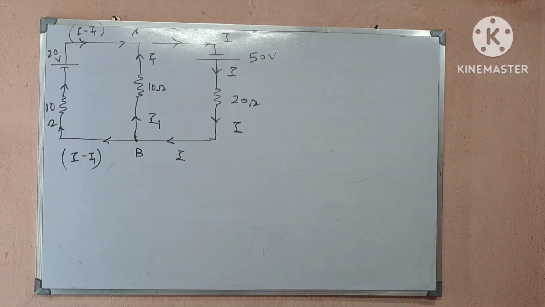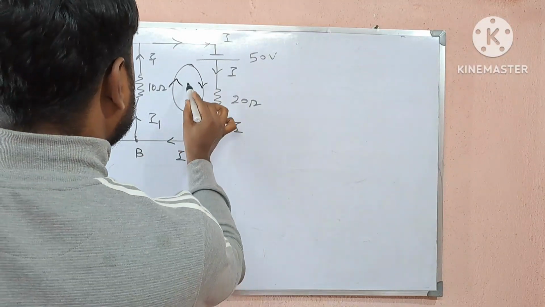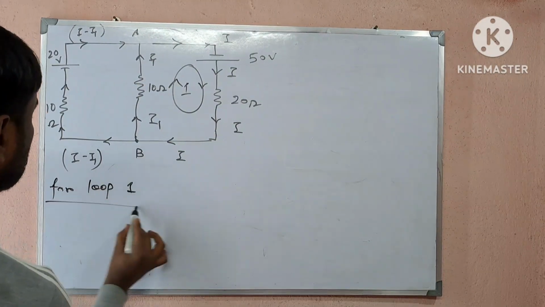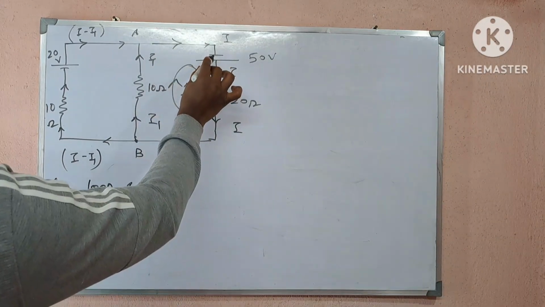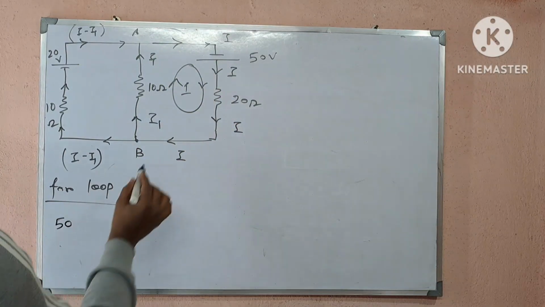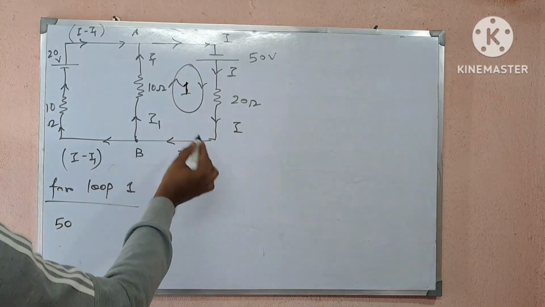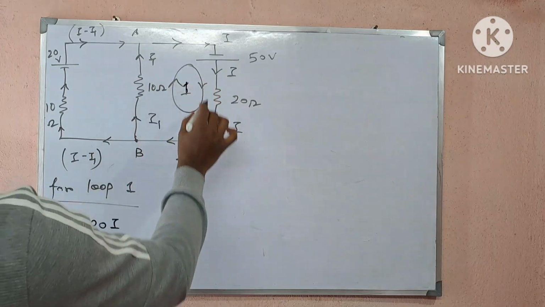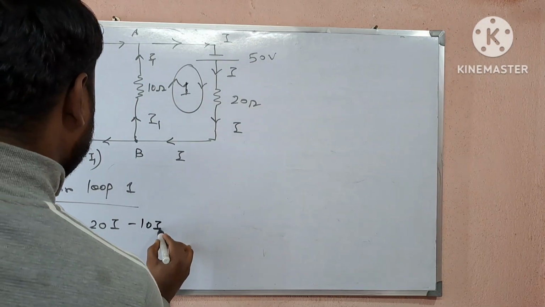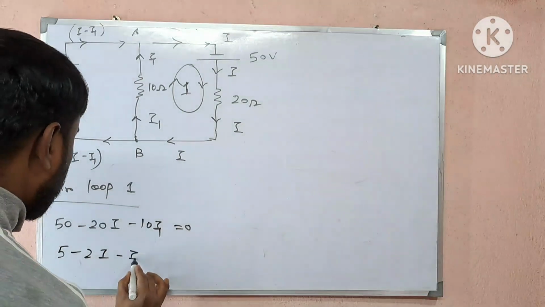Now we have to choose the path. So how will we choose the path? Let's say here the direction of path is this and this is loop 1. So applying KVL for loop 1. For loop 1, what will it be? For the cell or for the battery, the direction is from negative to positive. So that will be 50. And for that one, direction of current is this and the direction of path of the nearest one is also this. So you have to take it minus 20I. And now for that one, direction of current is this, path is also this. So we have to take it minus 10I1 equal to 0. After solving it, we can write 5 minus 2I minus I1 is equal to 0.